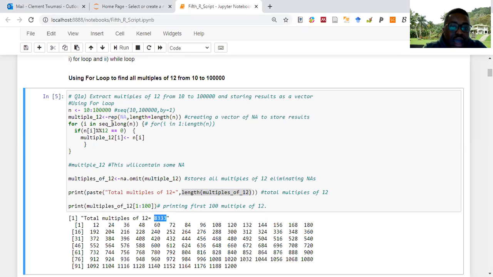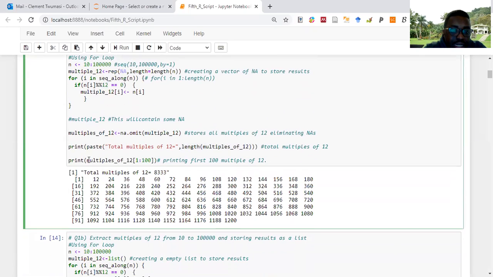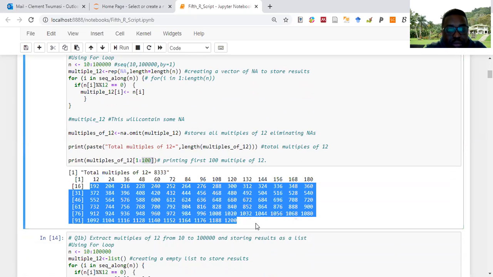If it's even numbers, all I need to do is just replace this 12 by 2. Okay, so basically that's the motivation for that. And then these are the first 100. So with this, I've extracted the first 100, just for you to see the first 100 multiples of 12.